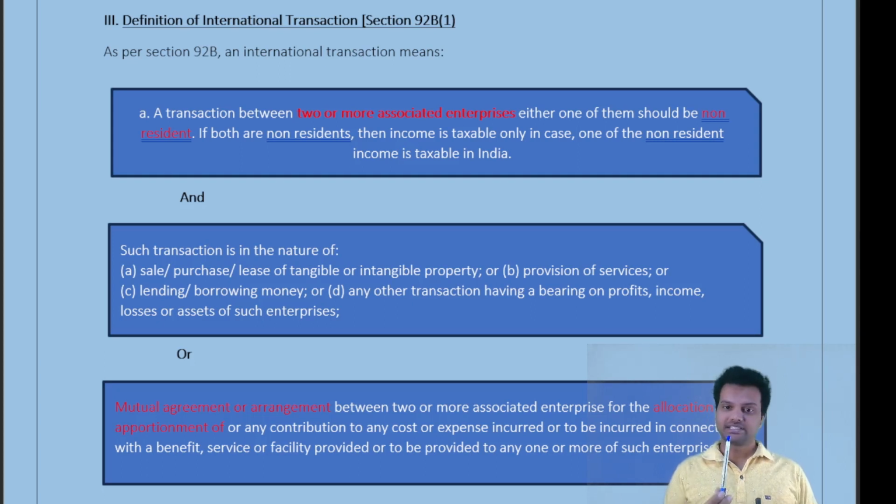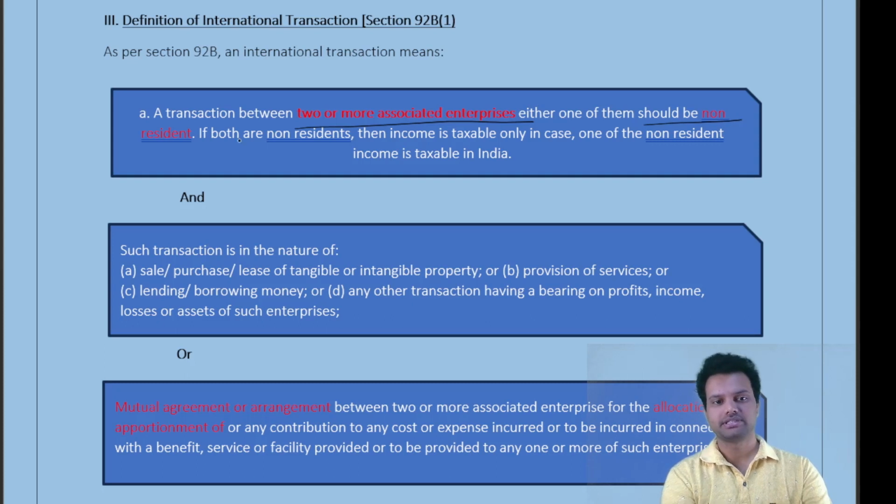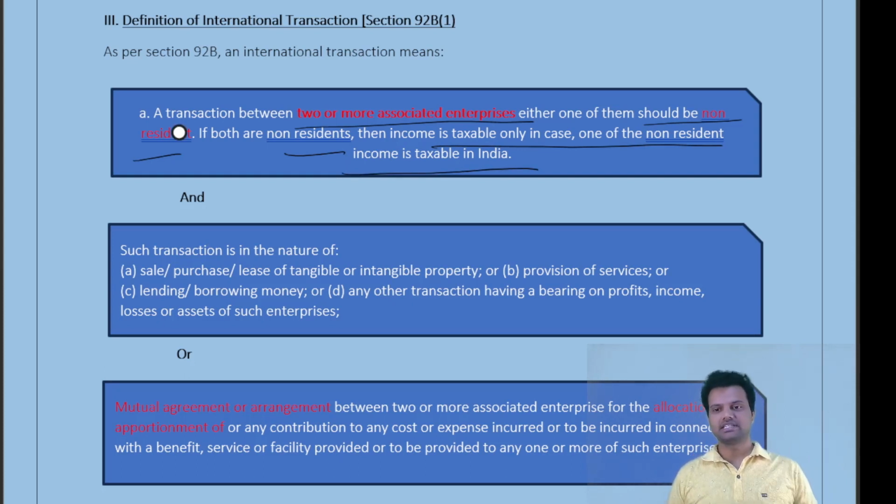But there is an exception to this rule. If the income of any of these non-residents is taxable in India, then these provisions are still applicable. That is provided in point A. Now we will see the actual point here. A transaction between two or more associated enterprises, where either one of them should be non-resident. If both are non-residents, it applies only if one non-resident's income is taxable in India. In the first case, if one is resident in India and one is non-resident, then that is an international transaction, and transfer pricing provisions are applicable.